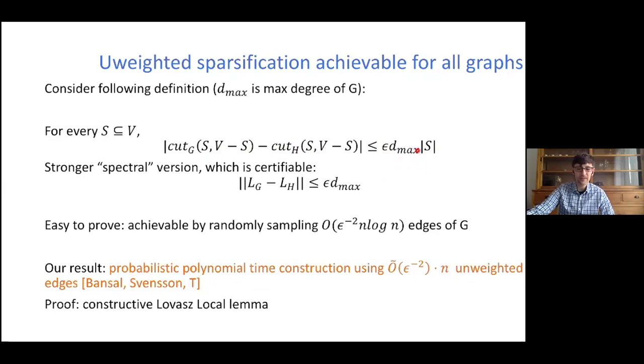So that's interesting, because if G is an expander, this is roughly the number of cut edges between S and V minus S. So this is actually a multiplicative error, as in the original definition. So it captures the original definition if G is a dense expander, but it gives something non-trivial for every graph. It says every cut is approximated up to an error that is epsilon times the number of edges incident on the small side of the cut. This also has a clean linear algebraic version, which just says that the Laplacians of the two matrices have to be close in operator norm.